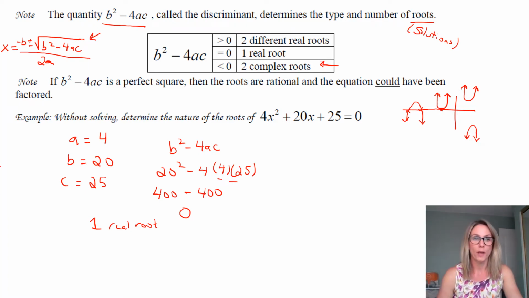And notice we do have one note here, which just says that if in fact b squared minus 4ac is a perfect square, meaning you do it and you get 16, or you get 25, or you get 36, then that means that the roots would be rational. So not just real, they would be rational. They could be written as a fraction. And that means that the equation could have been factored. So just note that these are all patterns that come up. The more you can recognize that stuff, the better off you're going to be.